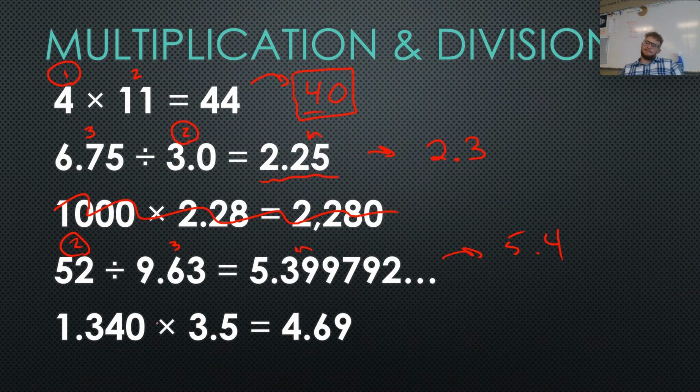And lastly, 1.340 times 3.5. All right, taking a look at this. This first number's got 4 sig figs. The second number has 2 sig figs. So I need to round my answer to only have 2 sig figs. So 4.69 becomes, and 9 could bump it up, 4.7. Okay.